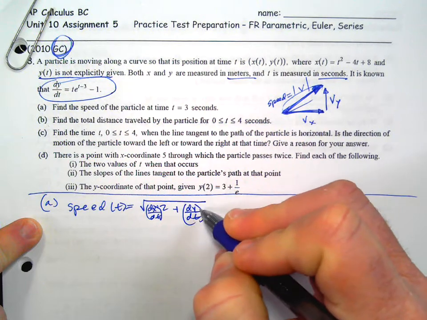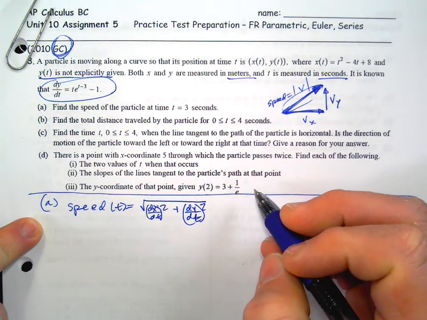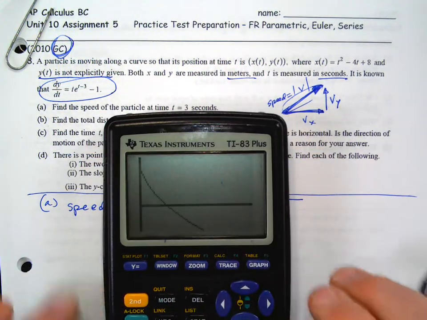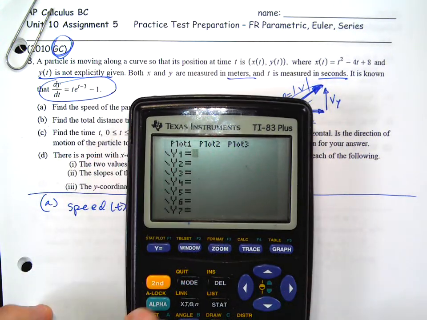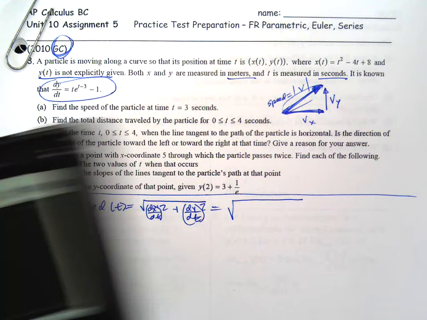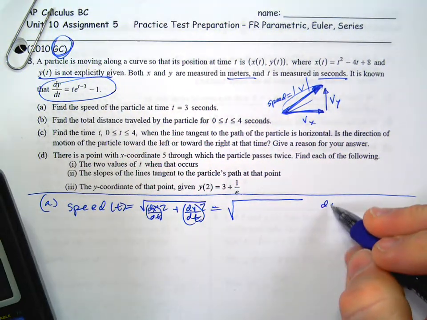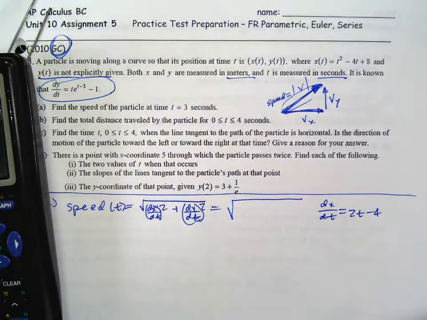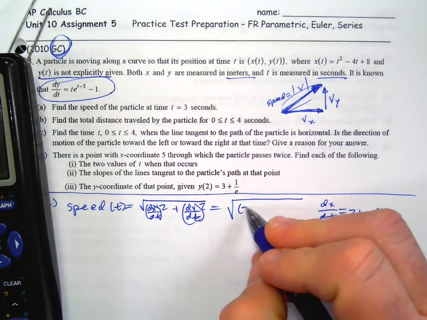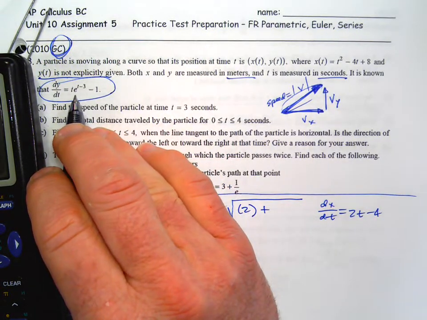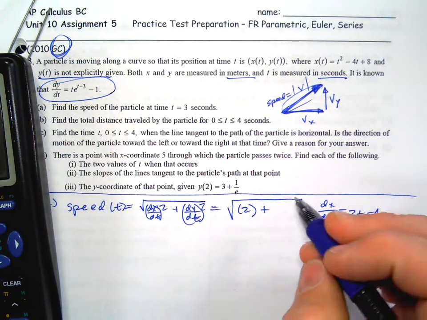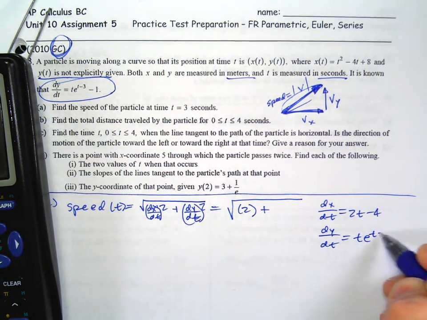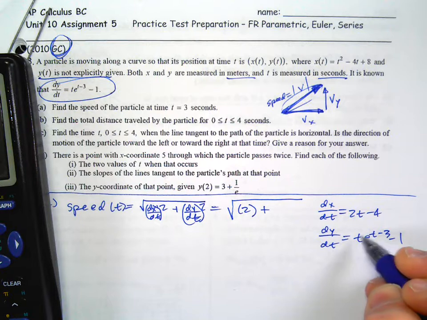Now you have a calculator, so you might take advantage of that. I guess it'd be easy enough to find dx/dt on our own. Let's just do it. 2t minus 4, right? So we're going to plug 3 into this. It's going to be 2 squared plus, we're going to plug 3 into that. It's going to be 3 times e to the 0, which is 1, times 3 is 3, minus 1 is 2.